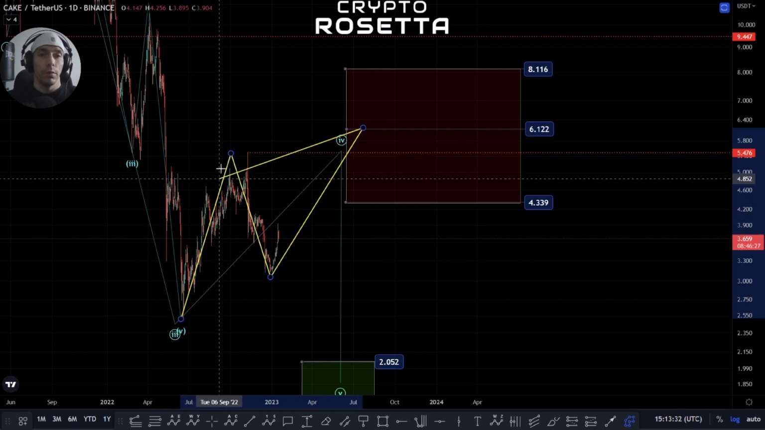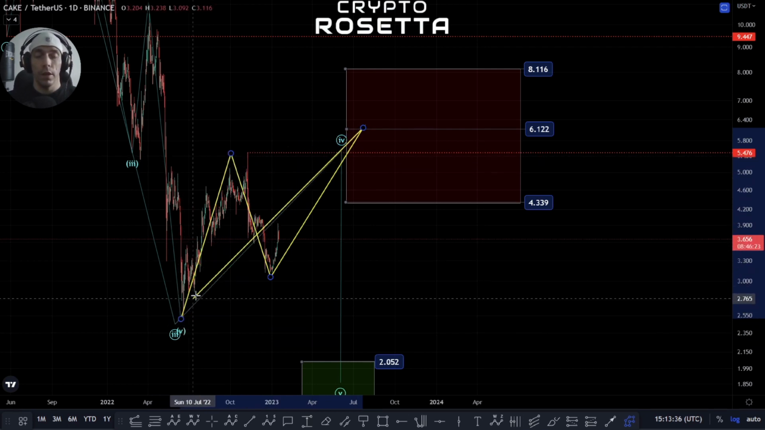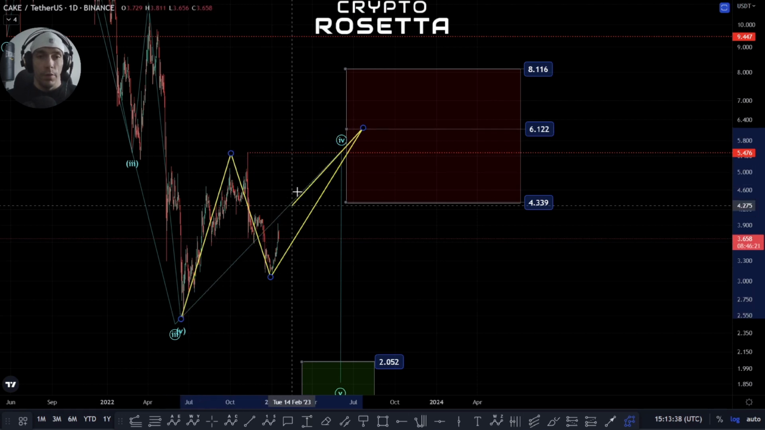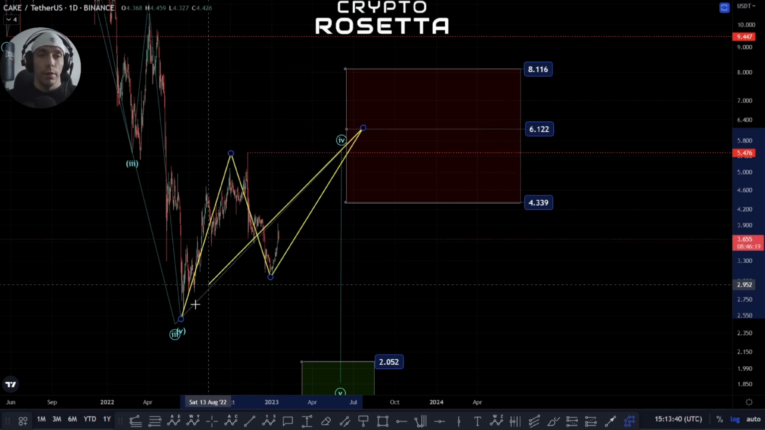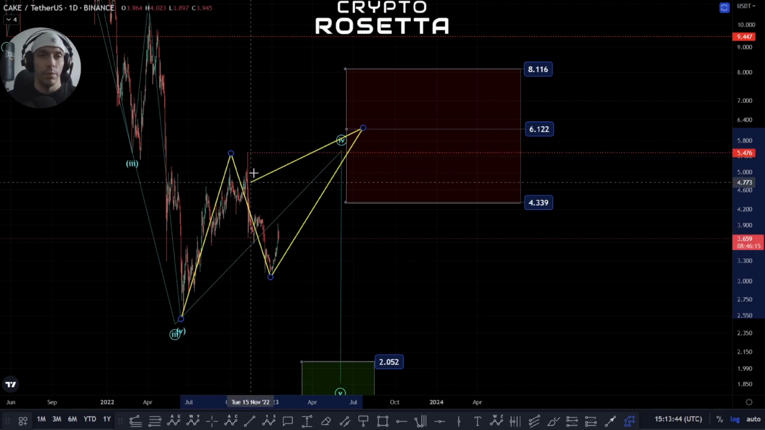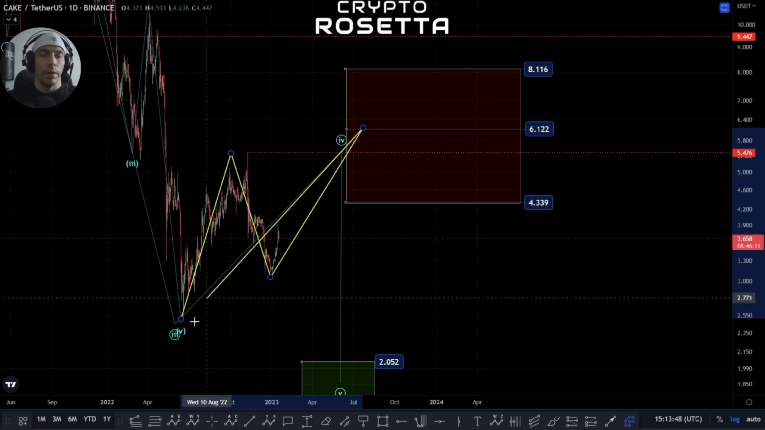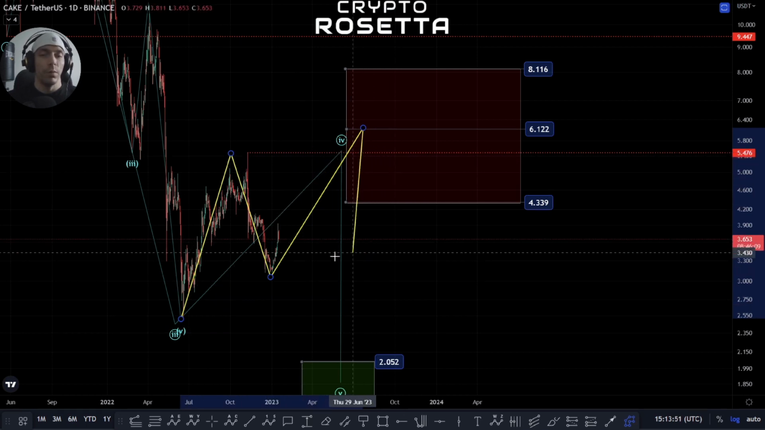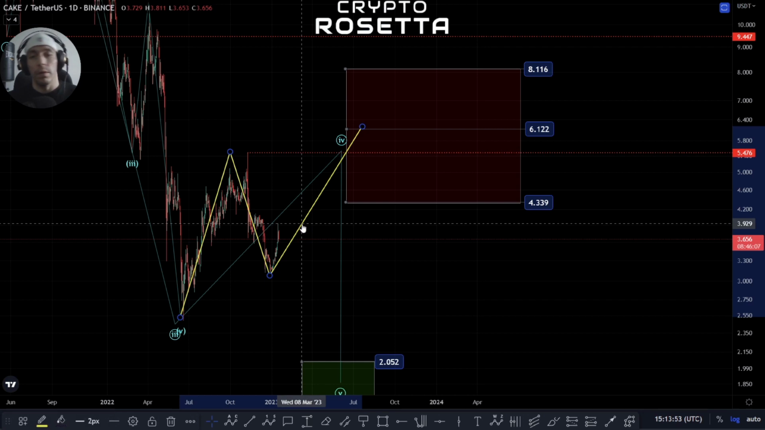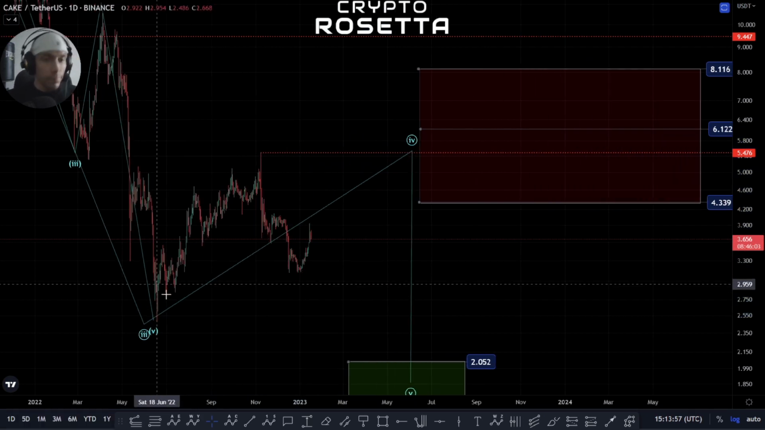It is also possible that within this we get a different kind of structure in here, potentially we could get a triangle in here if we look at this as a zigzag. I don't really like the structure as a zigzag, but we could get some kind of a more complex move in here as a flat or something to that effect. However, we don't have enough information for that either at this point.